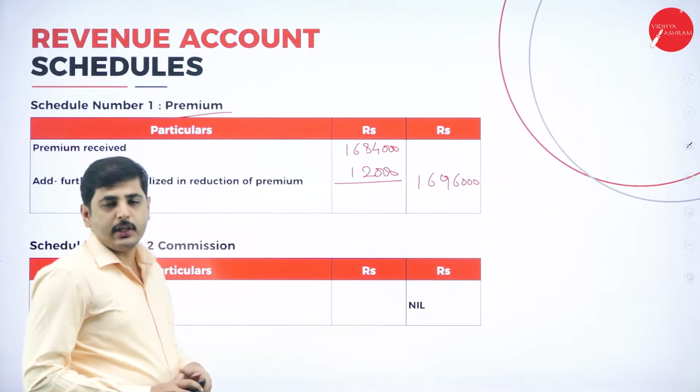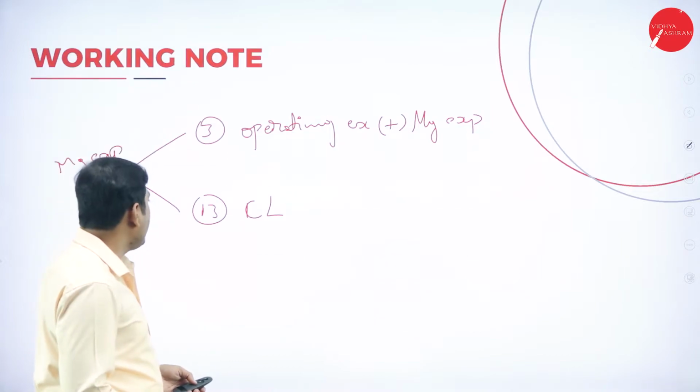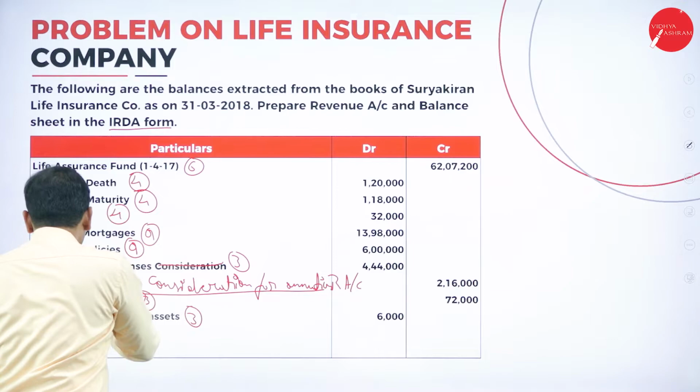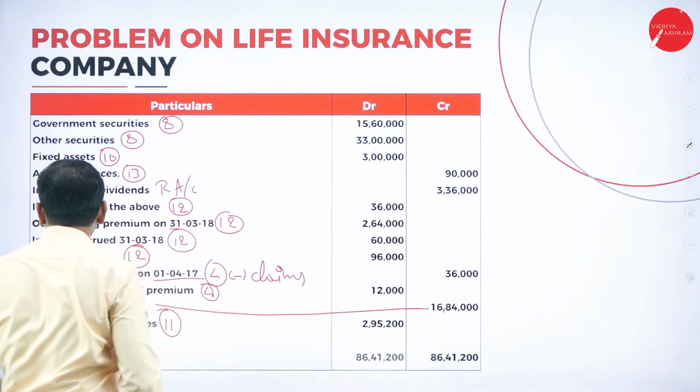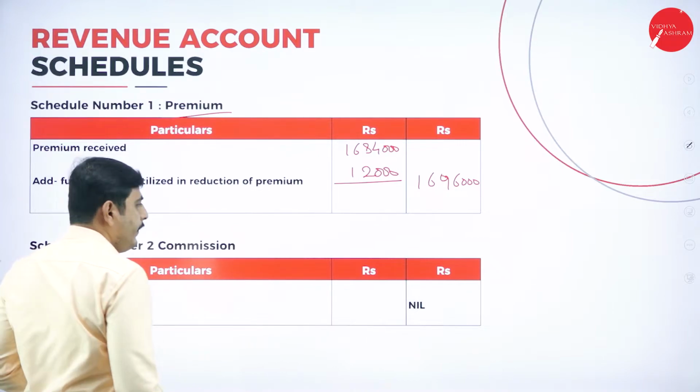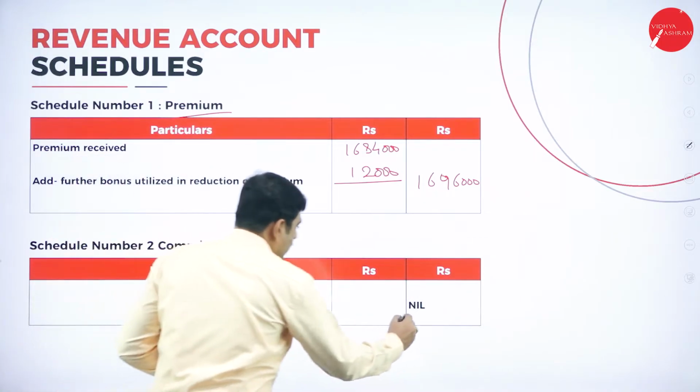Next is schedule number 2, commission. So we have, let's see, is there any commission? We don't have commission here, so it is nil.